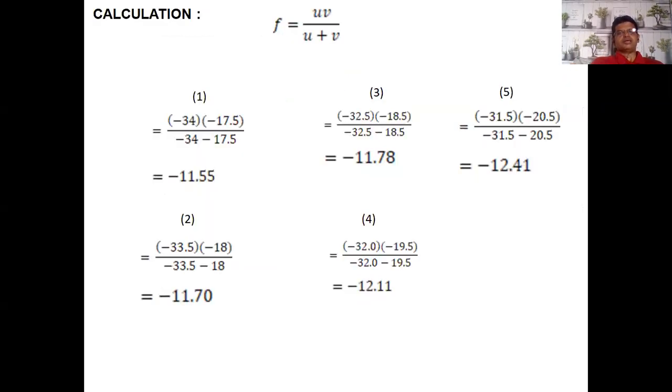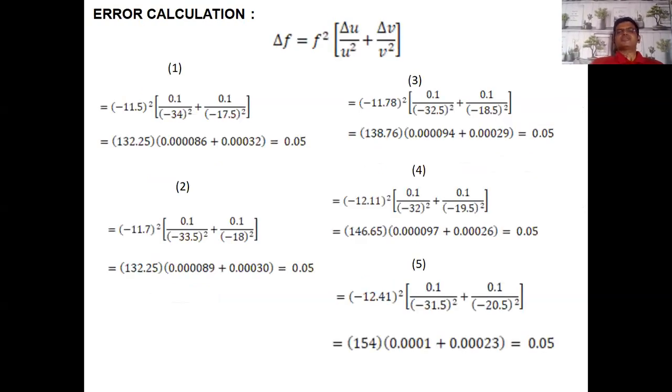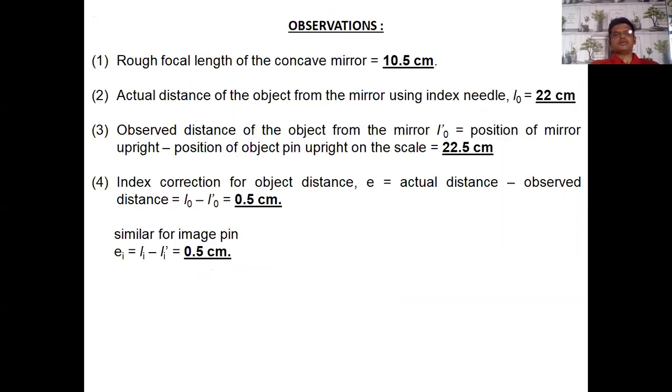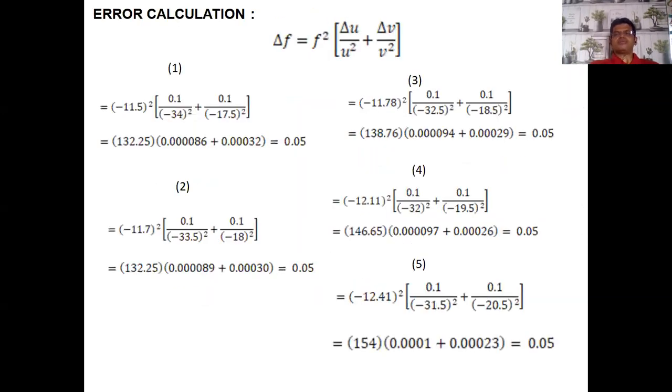So friends, here I give you all the calculations, but you verify first. Sometimes some values may change, and minor corrections may be needed. Now the error. Here the equation is delta F equals F square in a bracket, delta U by U square plus delta V by V square. We solve this equation individually for the first to fifth. Before that we need the value F. F is the focal length of the first, which is minus 11.55. So we put here minus 11.5.